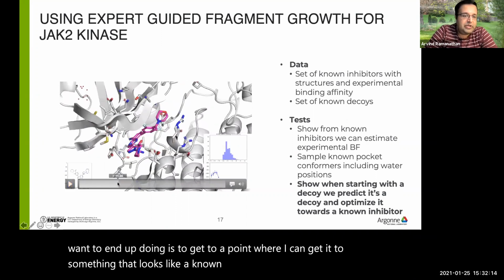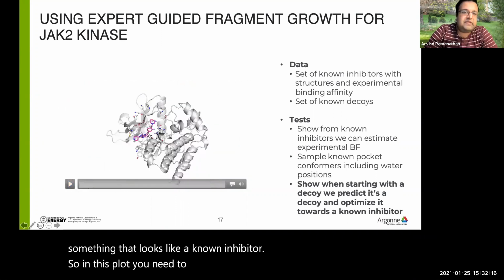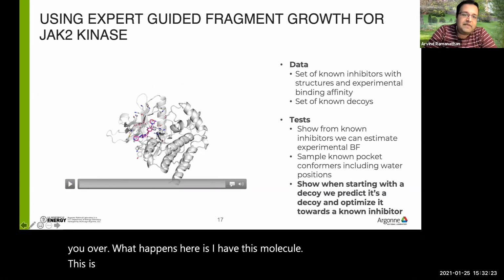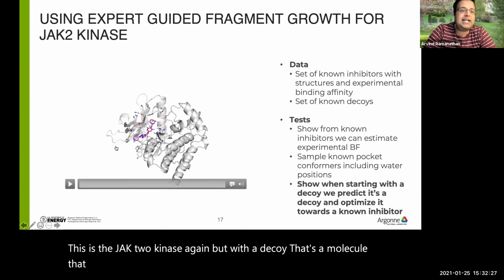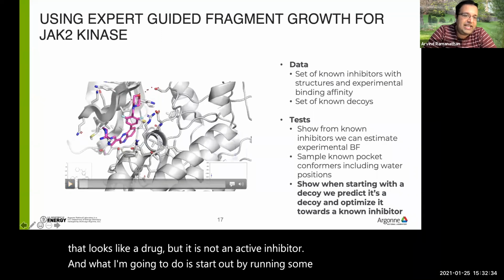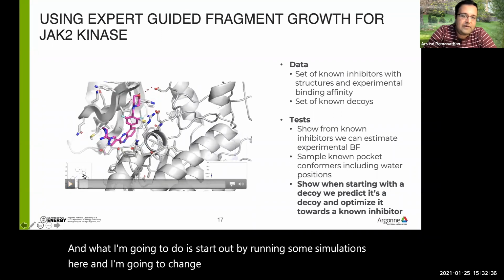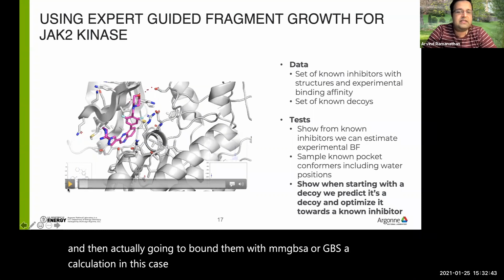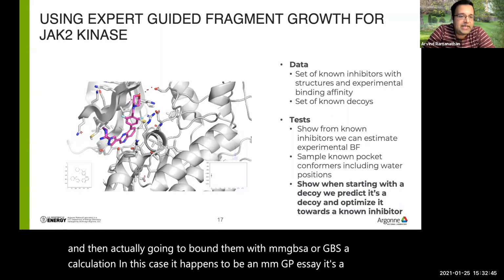Okay, so in this plot, you need to be a little bit patient with me as I walk you over. What happens here is I have this molecule. This is the JAK2 kinase again, but with a decoy, that's a molecule that looks like a drug, but it is not an active inhibitor. And what I'm going to do is start out by running some simulations here, and I'm going to change these compounds as they run along, and then score them with an MMPBSA or GBSA calculation. In this case, it happens to be an MMGBSA. It's a rough estimate of the free energy of binding.